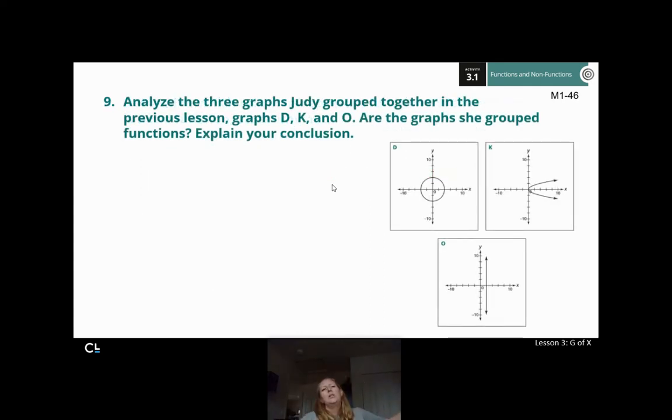If you remember last lesson, Judy was grouping together our graphs, and Judy grouped together graphs D, K, and O. These 3 graphs right here, D, K, O. Are the graphs she grouped functions? Tell me why or why not. Go ahead and hit pause, answer the question, and then hit play and we'll discuss it.